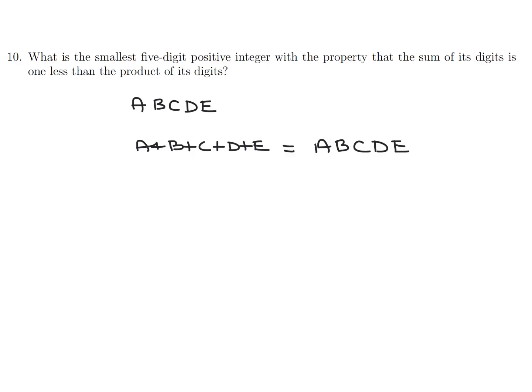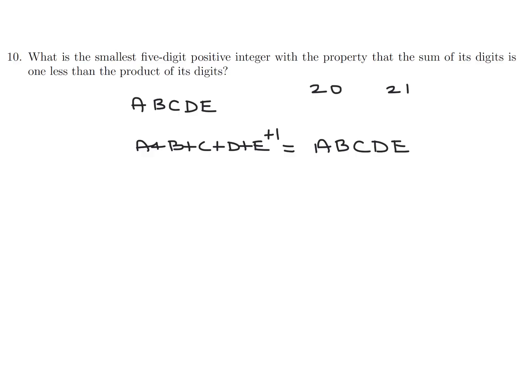So, let's say the sum of the digits was 20, and the product of the digits is 21. Okay, I got it. So we just have to add a 1 here.